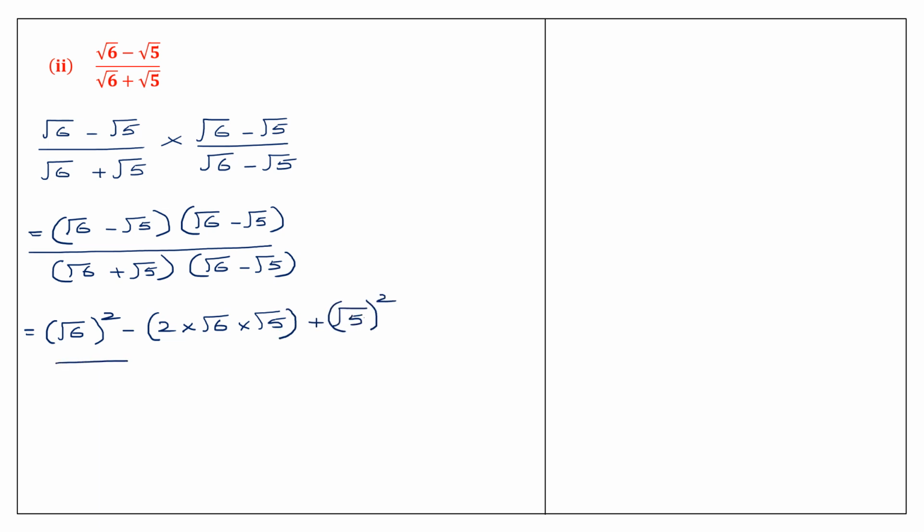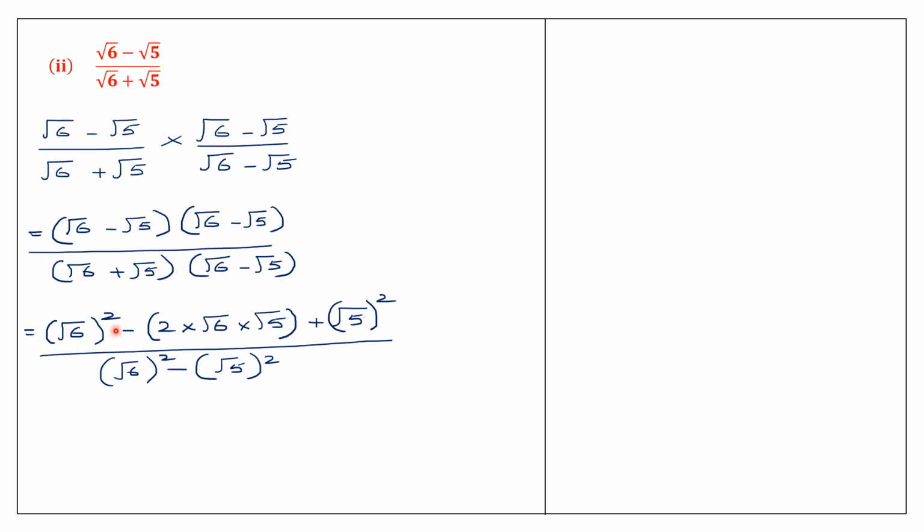And in the denominator we have a plus b into a minus b. This a plus b into a minus b is a square minus b square. So this is a, this is b. So a square means root 6 square minus b square, that is root 5 square. So a square minus b square. Now let's work all this out and see what we get.